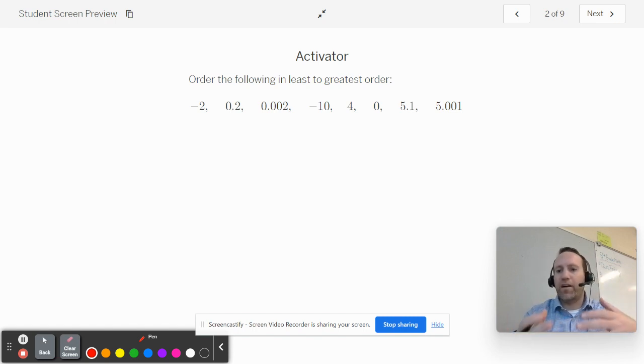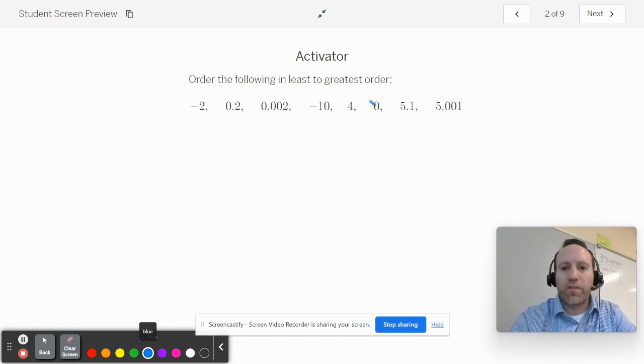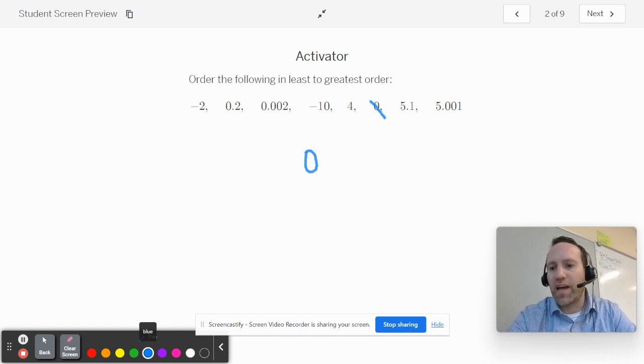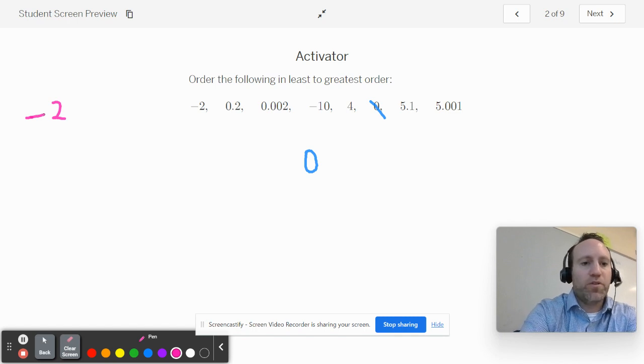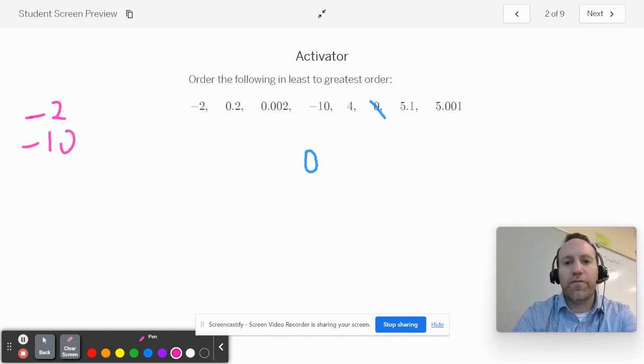Sometimes I like to think about maybe the middle number or the biggest number or the smallest number I see just to get me started. So I'm going to look at, we have 0 right here. I know that's got to be in the middle because I have negative and positive numbers. Next, I'm going to look for the biggest number I can see here. If we want, we could put the negative numbers over here just so we could have them on one side and then have the positive numbers on the other side. So then we could go on both sides of that 0.